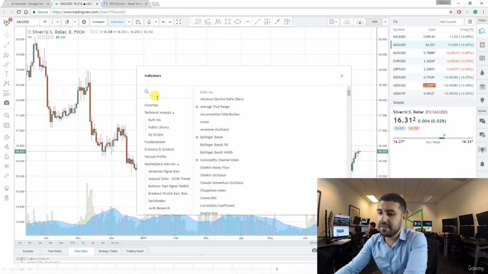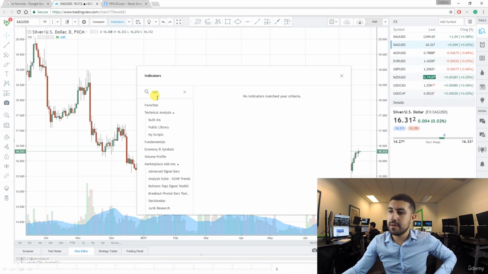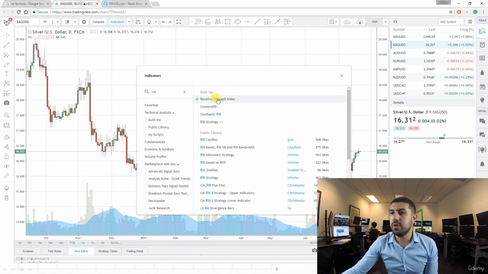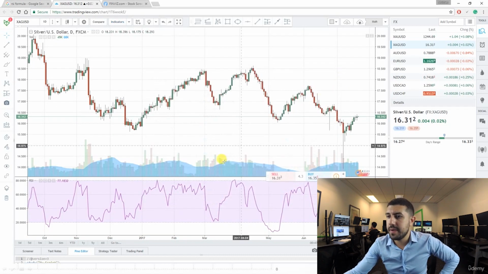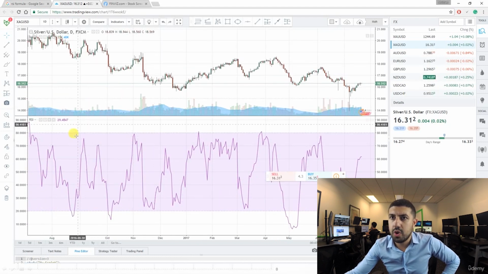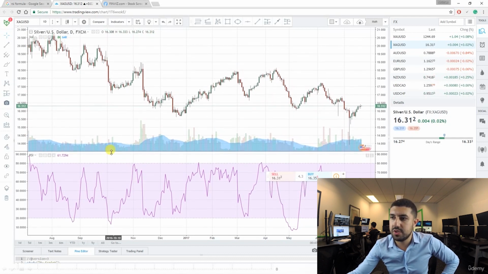We're gonna put the relative strength indicator, or RSI. Here we go, first one. Click on it. Here's the RSI. Let's see if it would have worked. Okay, so we have the RSI dropped. And let me just close this a bit.